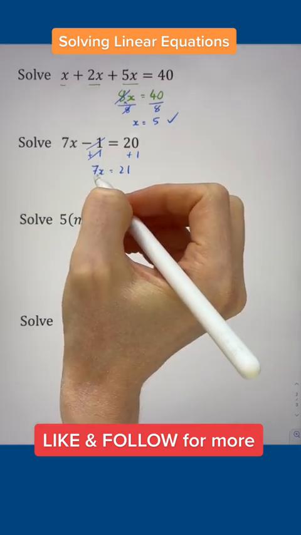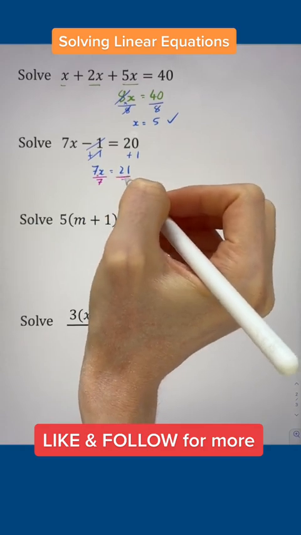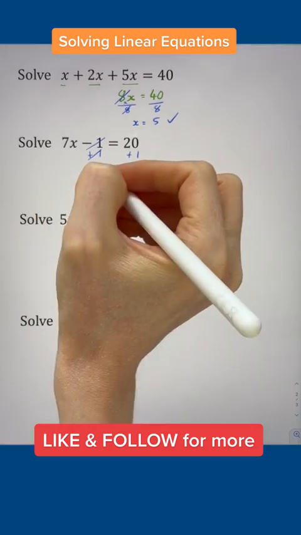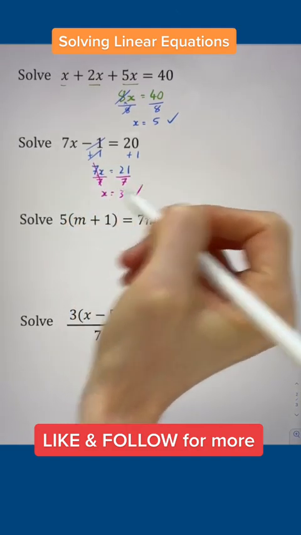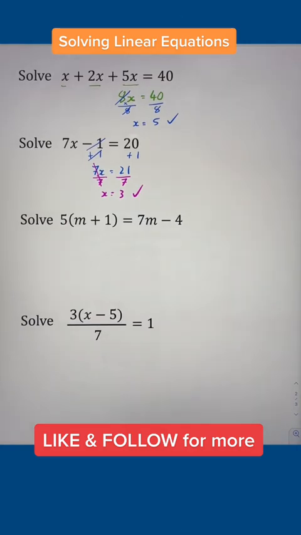As I want to get x by itself, I do the inverse of multiply, which is to divide both sides by 7. In this case, 7 over 7 will cancel to give us just x, and 21 divided by 7 gives us 3. For question 3, again I'm asked to solve.